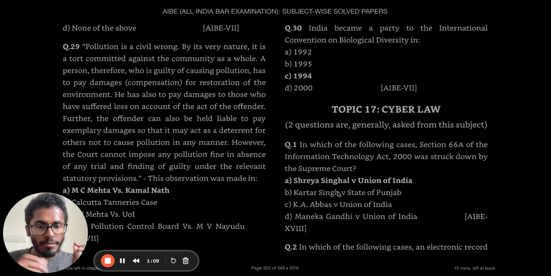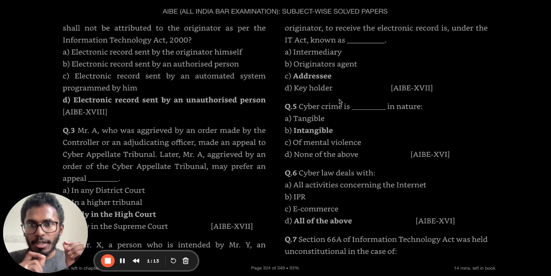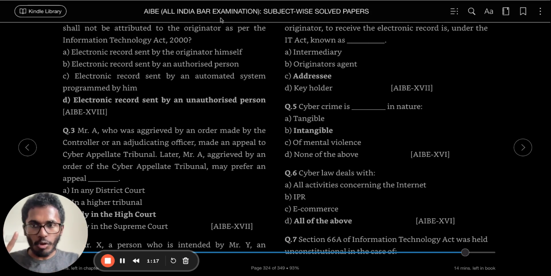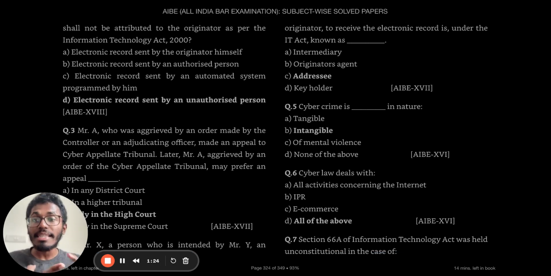The second case: in which of the following cases shall an electronic record not be attributed to the originator as per the IT Act 2000? There are four options given: electronic record sent by the originator himself, electronic record sent by an unauthorized person, electronic record sent by an unauthorized system programmed by him, and electronic record sent by an unauthorized person.